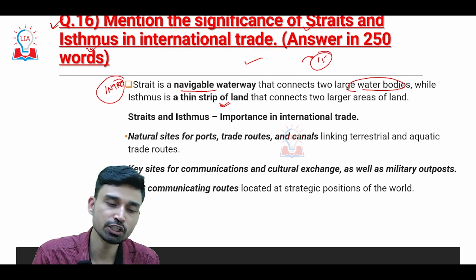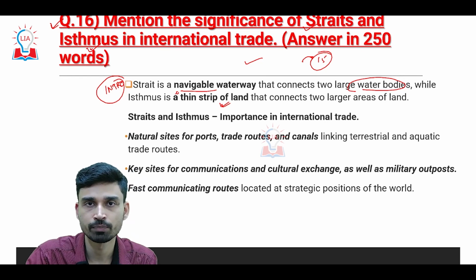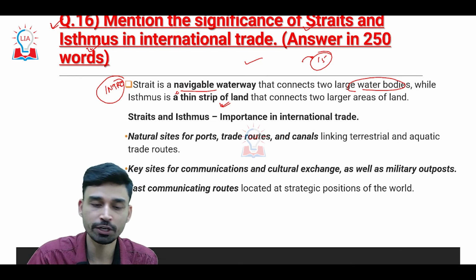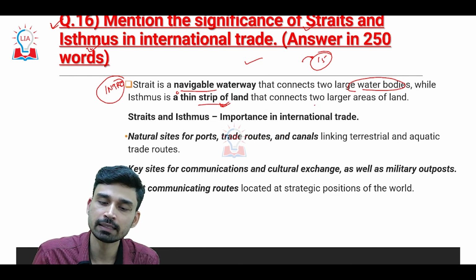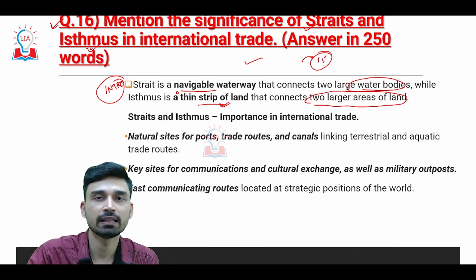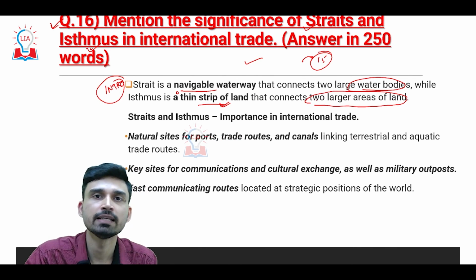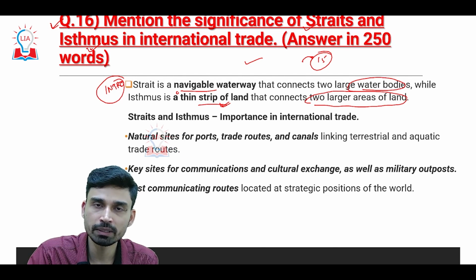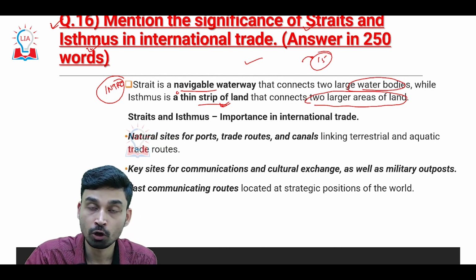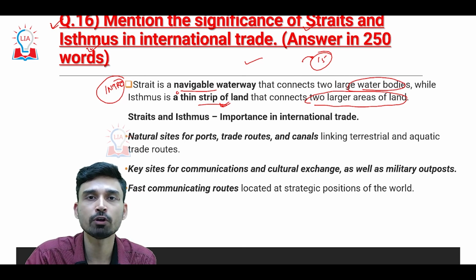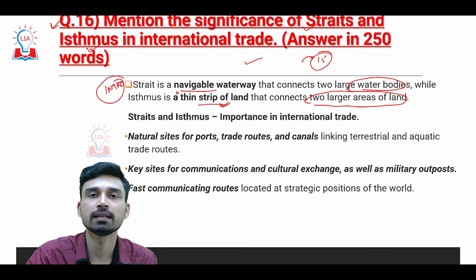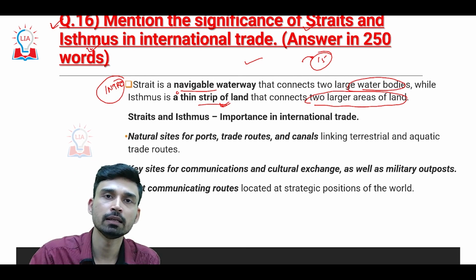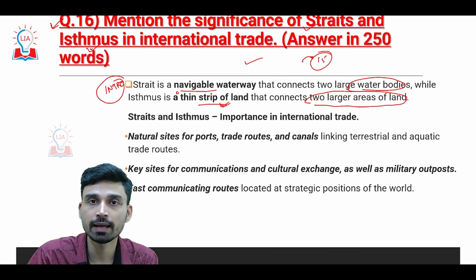On the other hand, an isthmus is the reverse of a strait. While a strait connects water bodies, an isthmus is a thin strip of land that connects two large areas of land. The best example is in Panama, which connects the North American continent with the South American continent. In Asia, we also have the Isthmus of Kra, which connects the Malaysian peninsula with the mainland of Thailand.